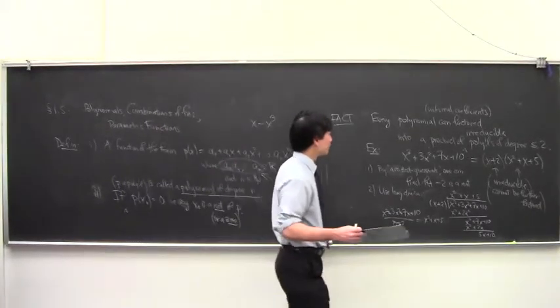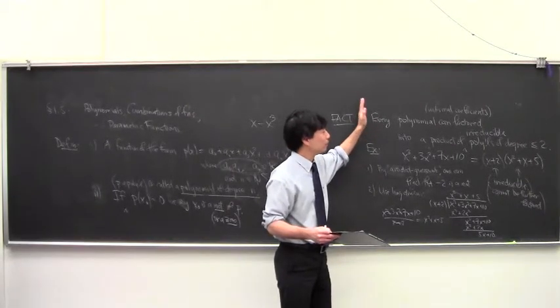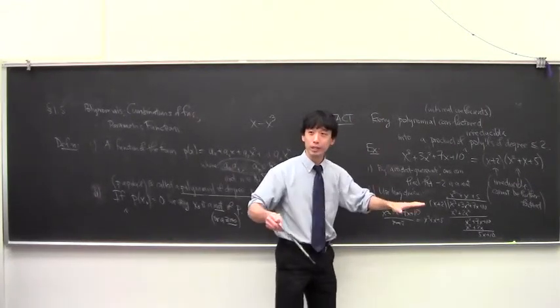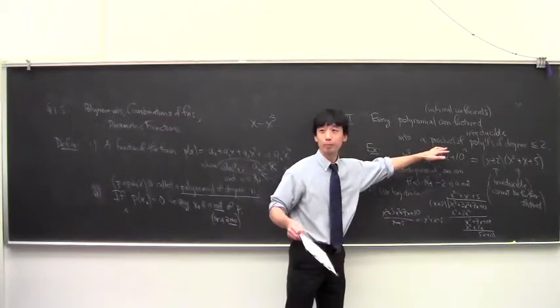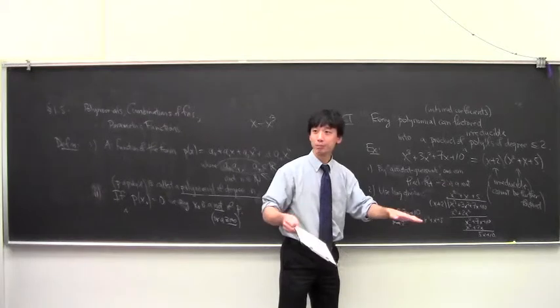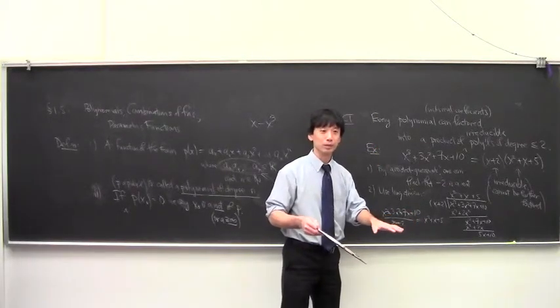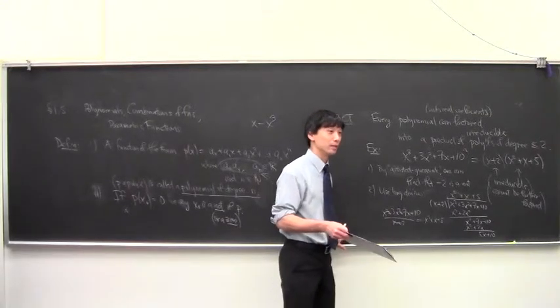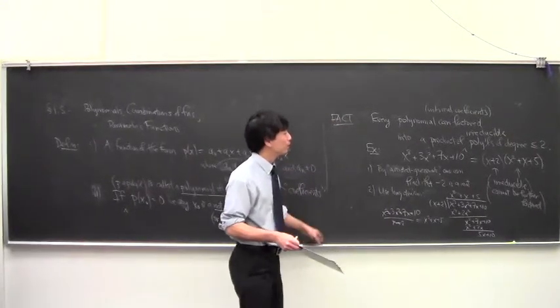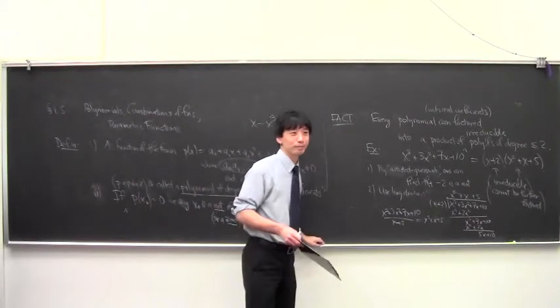So here's a fact that will be useful. Every polynomial can be factored into irreducible polynomials, just like every number can be factored into primes. It's exactly the same sort of idea. But we can't explain it to you until much later.